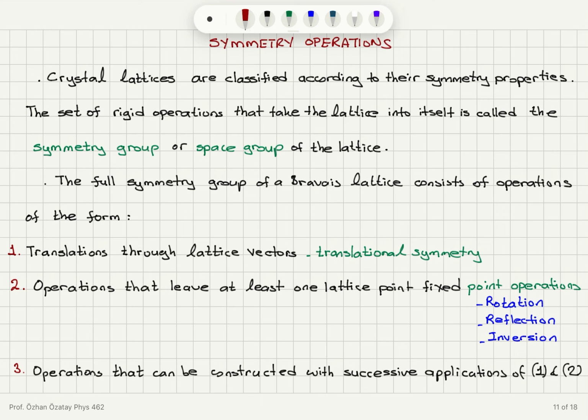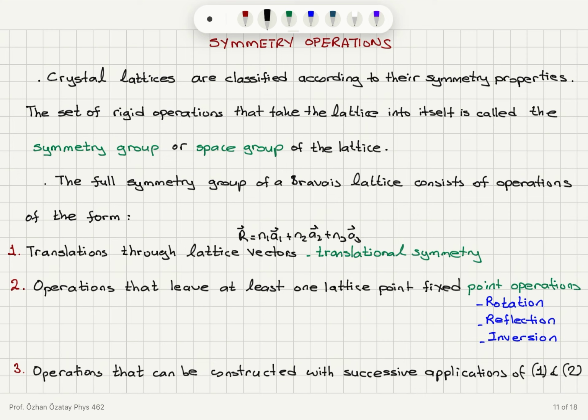Now, if you look at what can be in this group, the full symmetry group of a Bravais lattice consists of operations of three different forms. It could be translations through lattice vectors. These lattice vectors are vectors of the form R, which is n1a1 plus n2a2 plus n3a3. When we do these translations, if we have a symmetric situation, it's called translational symmetry.